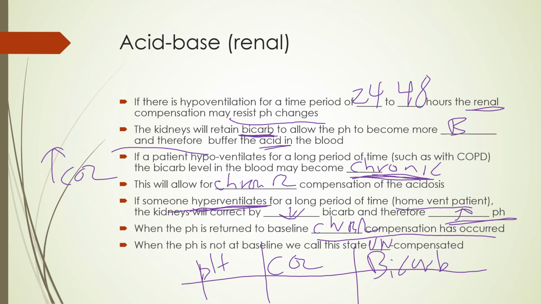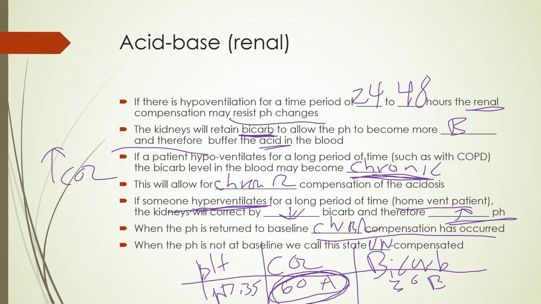So if I have a pH of 7.35 and a CO2 of 60 and a bicarb of 30, then both of these are off, right? A bicarb of 30 is basic. A CO2 of 60 is acidic, right? But the pH is normal. So this means at baseline, I have a chronic compensation of a high CO2 level.